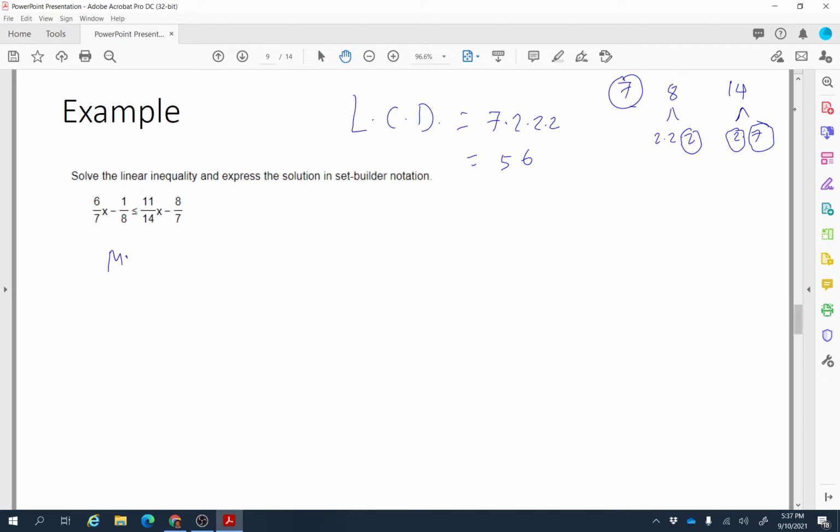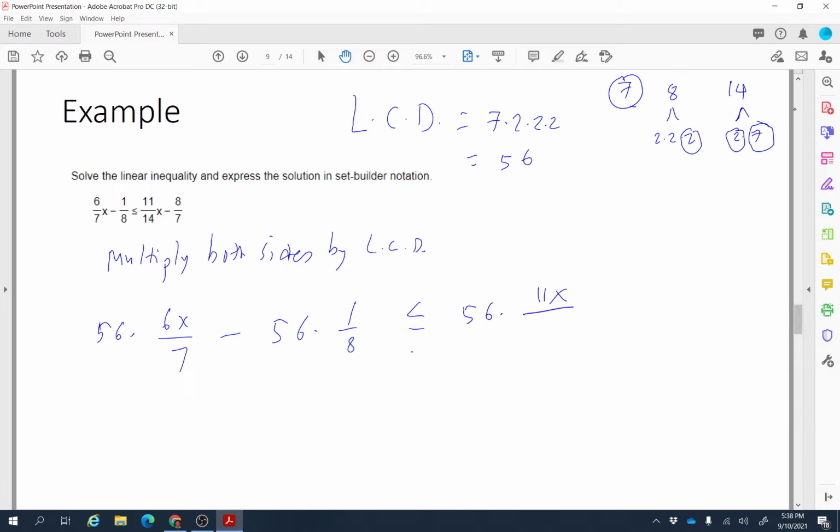So I multiply both sides by the LCD. If I multiply by 56, for the first term, it would be 56 times 6x over 7. Second one would be 56 times 1/8. Since we are multiplying by a positive number, we can still keep this inequality sign. 56 times 11x over 14 minus 56 times 8 over 7. So I can just cancel: 7 times 8 is 56, 8 times 7 is 56, 7 times 2 is 14, 14 times 4 is 56, 7 times 8 is 56. Now after this cancellation, the first term becomes 8 times 6, 48x. Second one becomes 7. And on the right side, it's 4 times 11, which is 44x, minus 64.